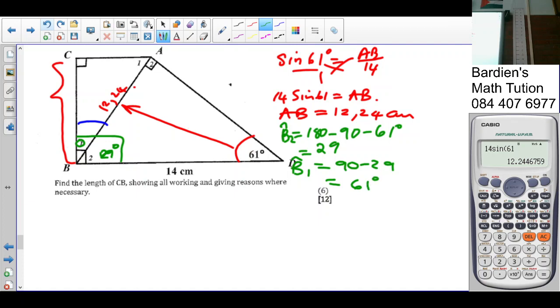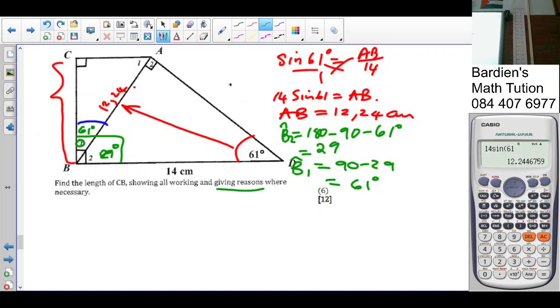Why? Complementary angles, not sum. It's given that angle CBD is 90. But do we need to give a reason here? No. Why not? It's not asked. If they wanted you to give a reason, they would ask you for working and a reason.